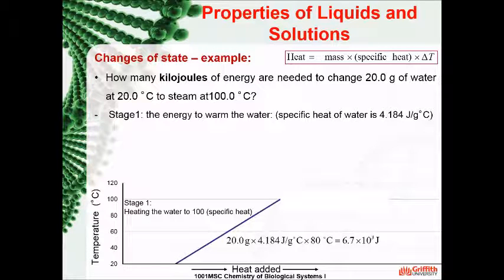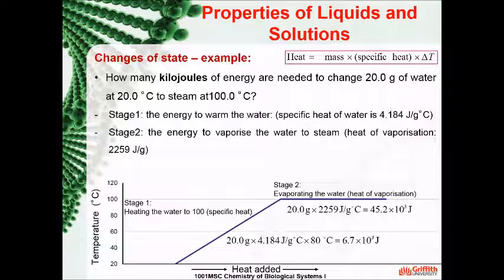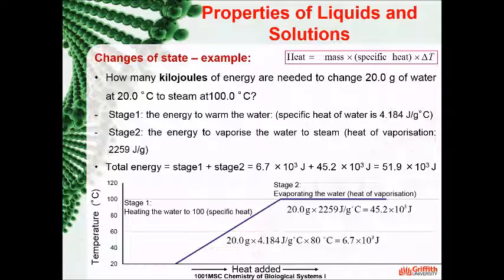The second stage is to boil the water into steam. So we will need the heat of vaporization, which is 2,259 joules per gram. As we have a 20 gram sample, then we need 45.2 times 10 to the 3 joules of energy to turn all the liquid water into steam. The total energy to do both stages is equal to 51.9 times 10 to the 3 joules. However, the question is asking to calculate in kilojoules, so the answer will be 51.9 kilojoules.